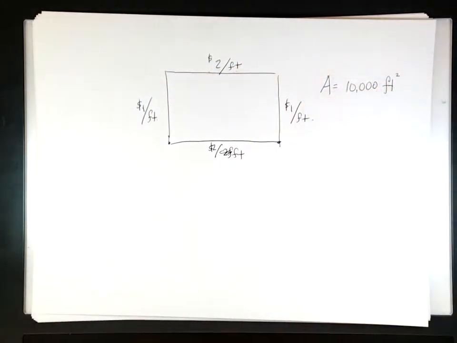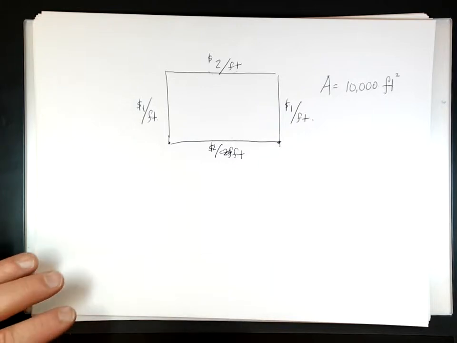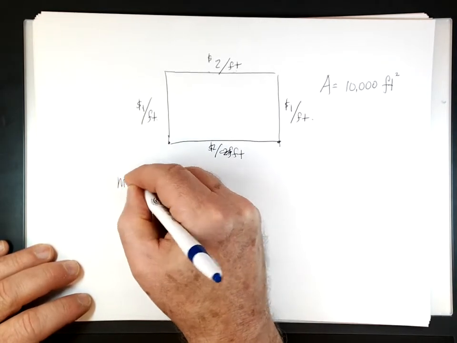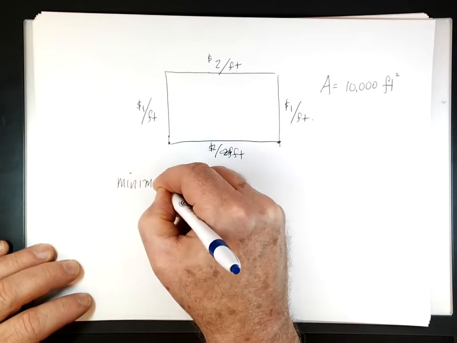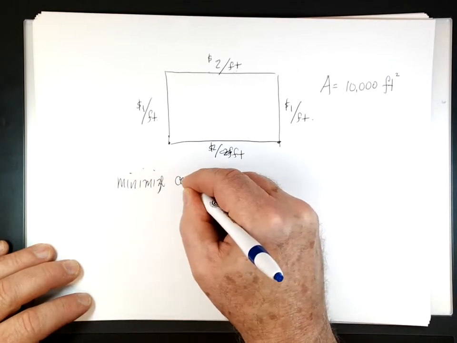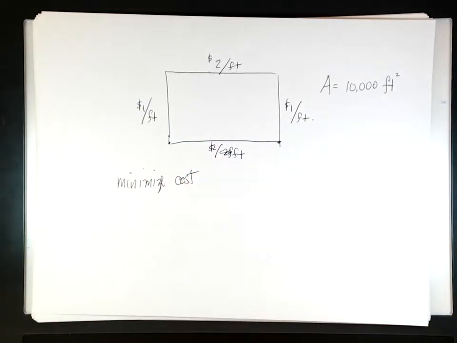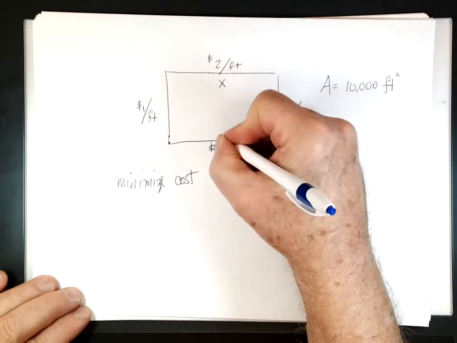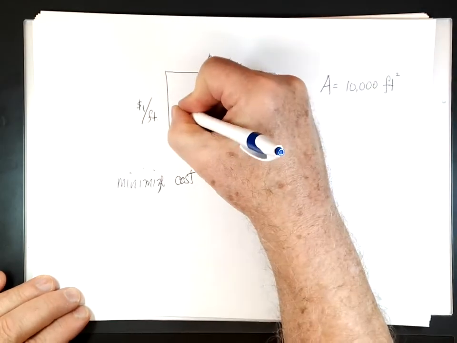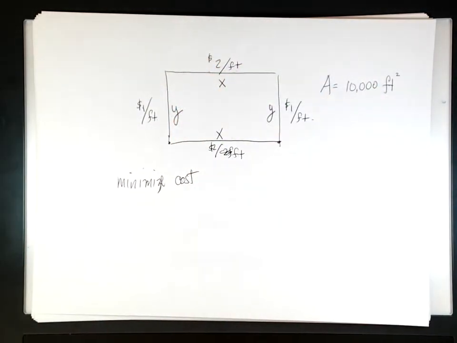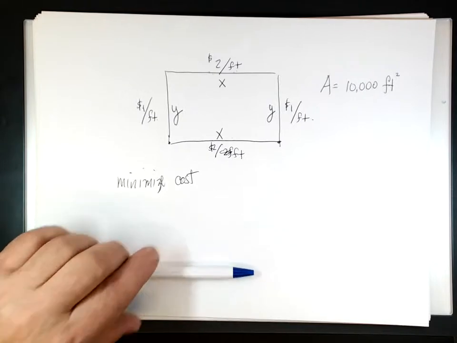Okay? So, here's what I want to know. What dimensions should he use to construct his rectangular enclosure to minimize the cost? We want to minimize the cost. You guys do it. Call this X, Y. So you minimize the cost.